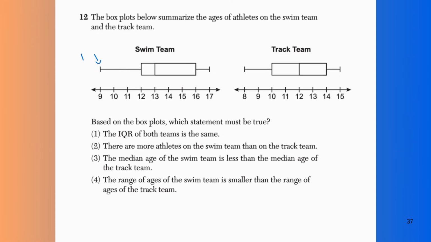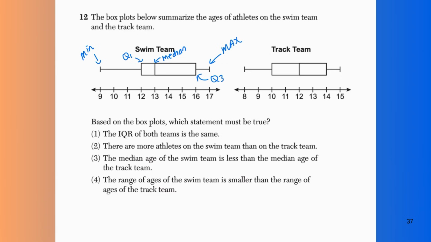So the leftmost whisker is our minimum value. The rightmost whisker is our maximum value. The left border of the rectangle over here is our first quartile, or Q1. The vertical line in the middle of the box is our median, or our Q2. And over here we have our Q3.